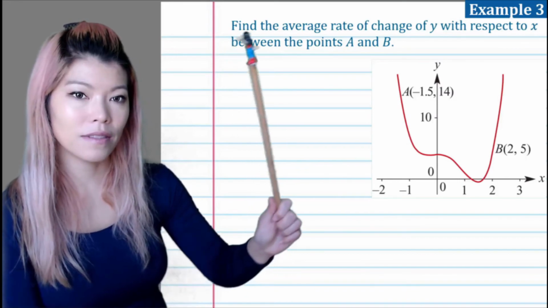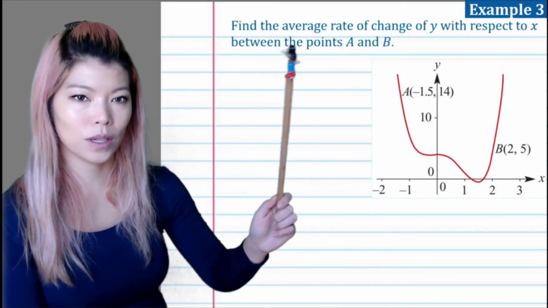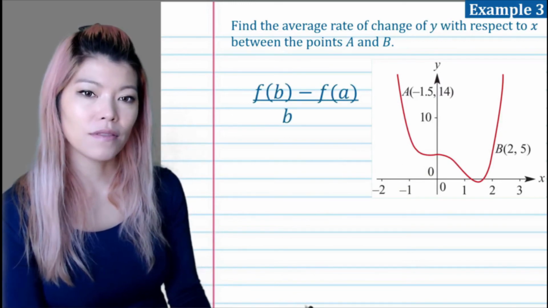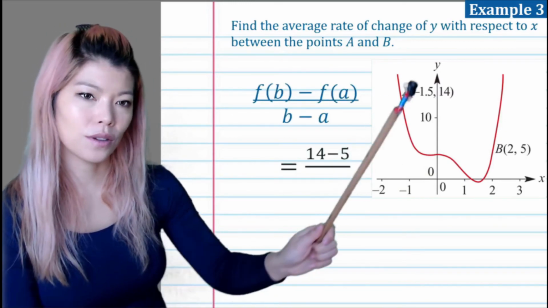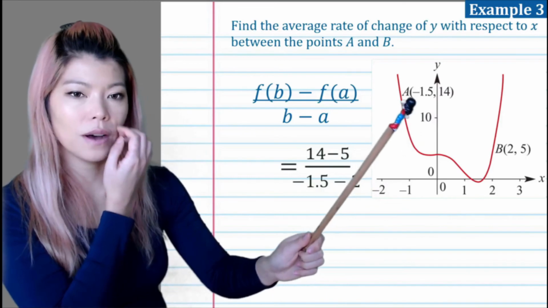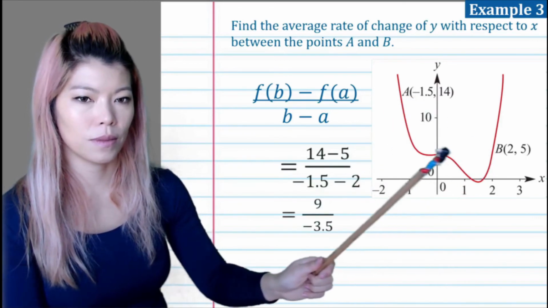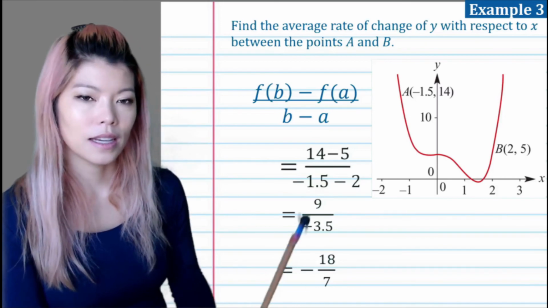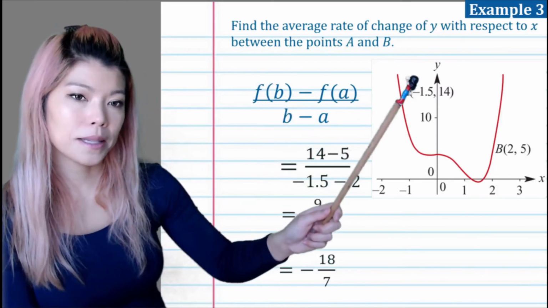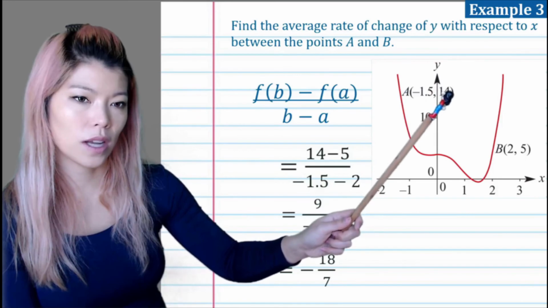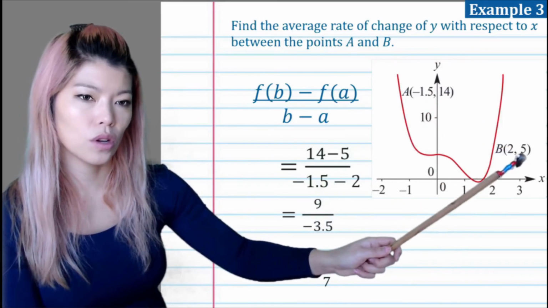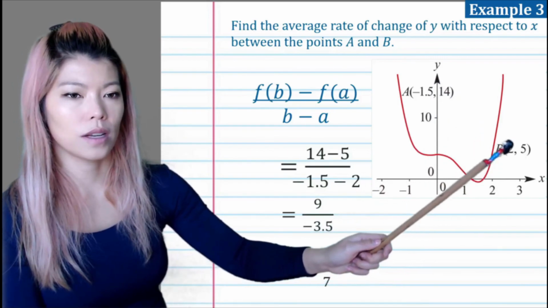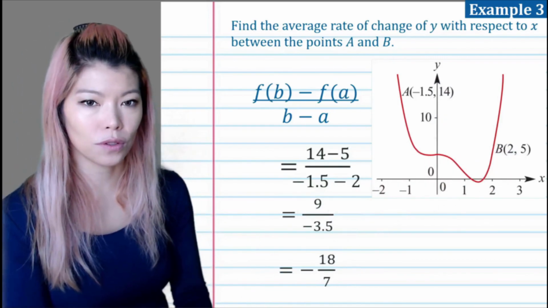Example 3. Find the average rate of change of y with respect to x between the points a and b. So here we have the 2 points. So the average rate of change again is that formula. So 14 minus 5 over minus 1.5 minus 2, which gives us minus 18 over 7. Now remember from linear that it doesn't matter if this is x1, y1, x2, y2, or if this is x2, y2, x1 and y1. Just make sure you don't confuse them.